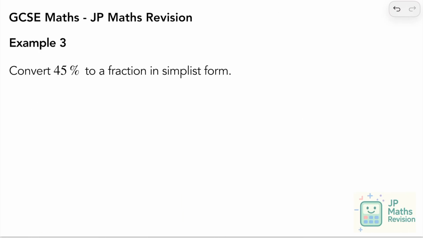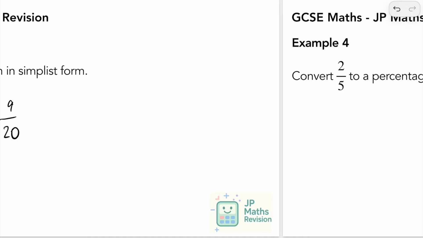Here's another example. So this time we're converting 45% to a fraction. So to write a percentage as a fraction, I write the number over 100 and simplify the result. So I'm going to do 45 over 100. And then if I simplify that, I know that 5 goes into both 45 and 100. So 5 goes into 45 9 times, and 5 goes into 100 20 times. So the answer is going to be 9 over 20.